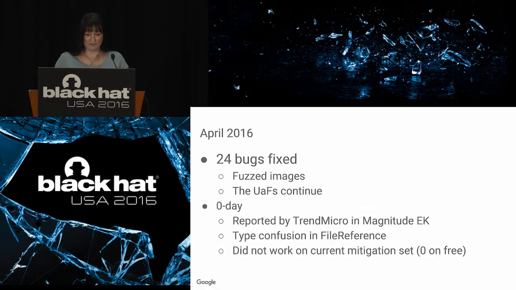So moving on to April. There were 24 bugs fixed. We started fuzzing images as soon as we saw the Pwn to Own bugs that had the JPEG bug in them. Me and Mateus started fuzzing JPEGs in Flash, and we found about 5 more bugs that were similar to the Pwn to Own bugs. And there were also some use after frees reported. And there was also a 0 day in April.